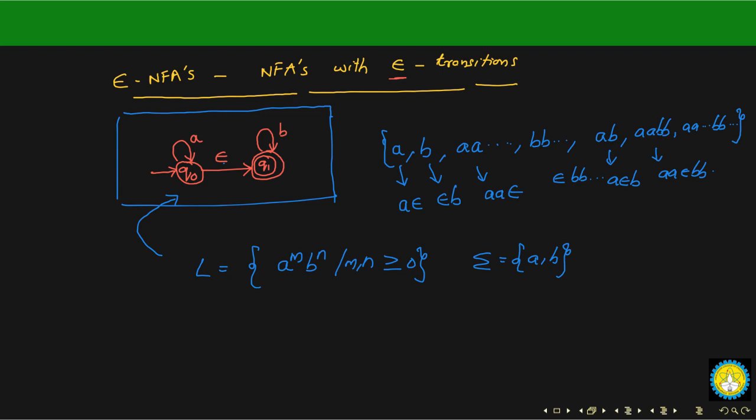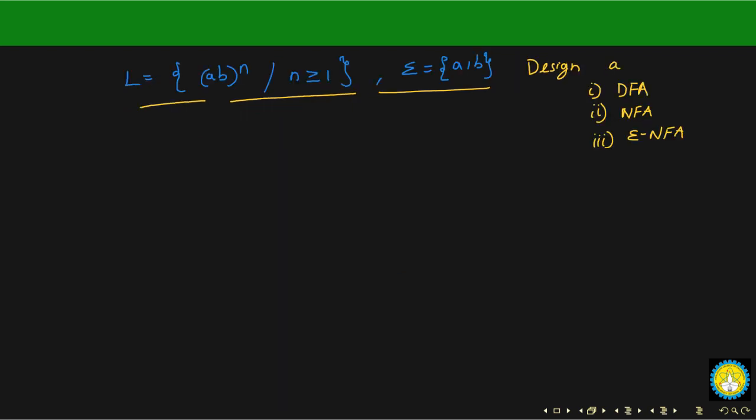So this is going to be our first example. We'll also be looking at more examples, and then it will become very clear to you. Now, suppose that you are given this language. This language is defined like this: AB whole raised to N, where N is greater than or equal to 1. Remember the alphabet set is nothing but A comma B. So this means that the pattern AB can repeat once or more.